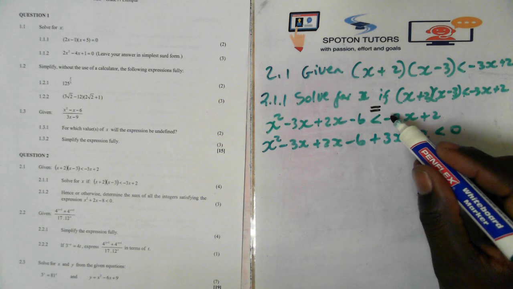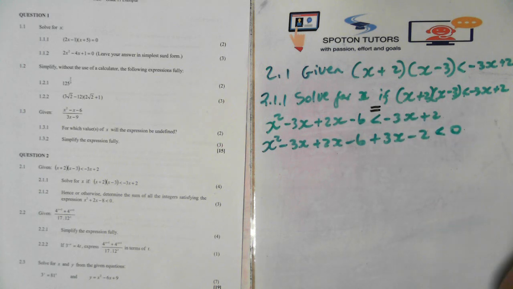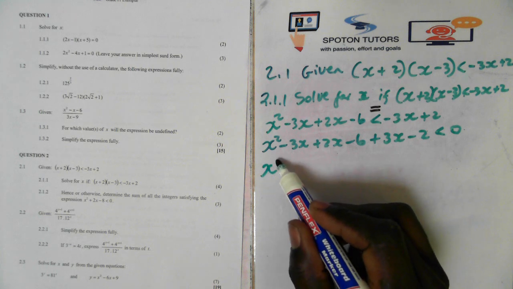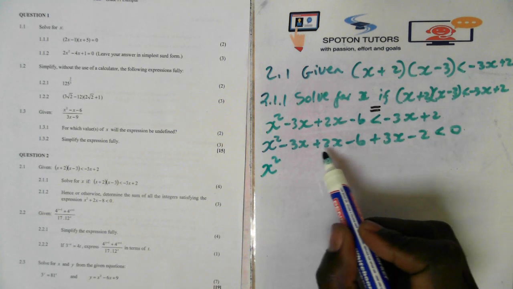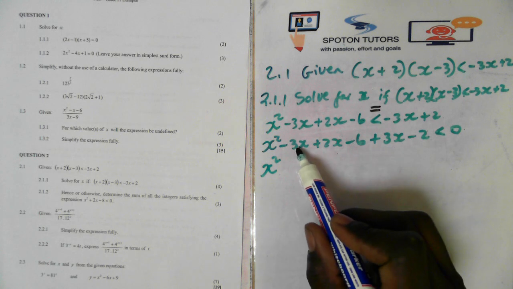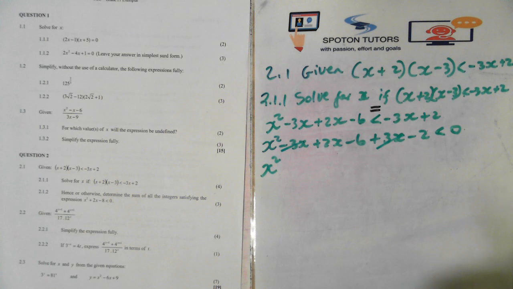All you've done is take things to the other side. This sign won't change. This sign only changes when you're dividing, but that's something for another day. At this point, collect like terms. The ones with the x's, this one and this one, stand together. So this cancels with this. Then I'm left with 2x.